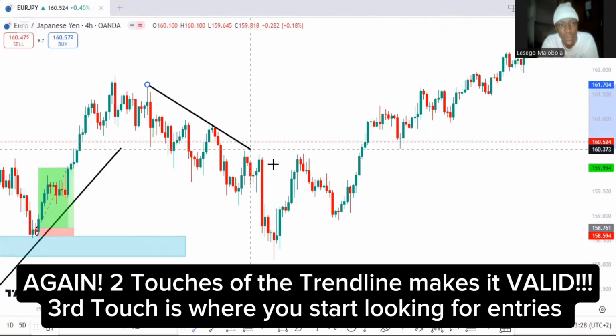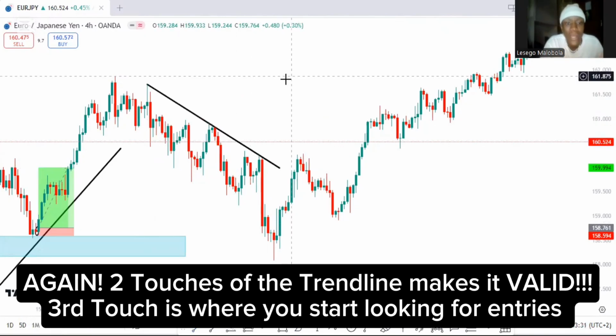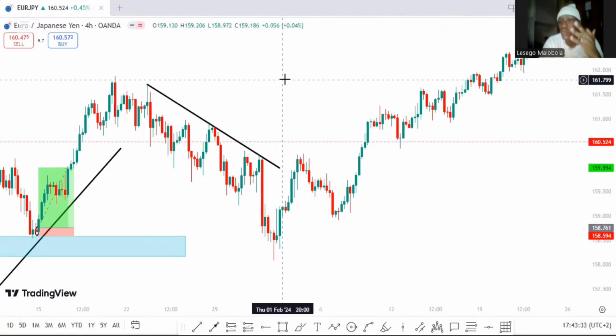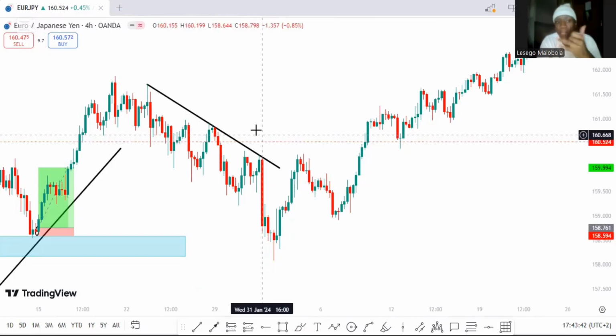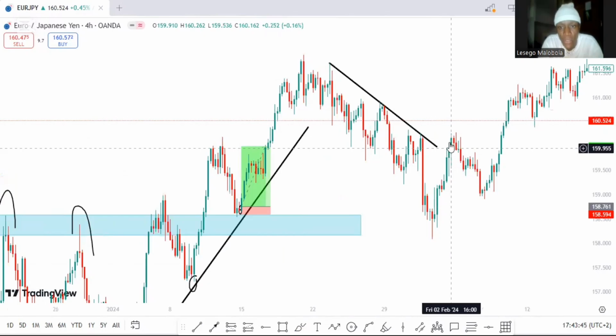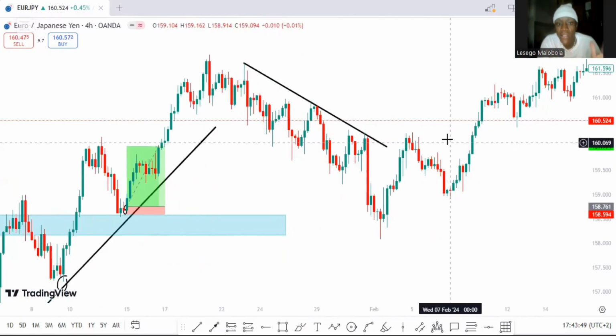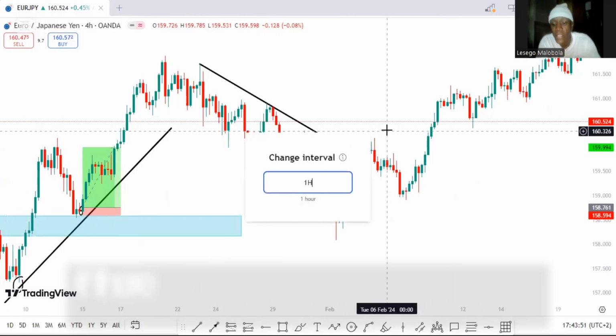And if we stretch it all the way, we can see that now we do have a third touch. A third touch, that's where we start looking for our entry points. But what do you have to do? You have to look obviously for other parts of the strategy like support and resistance and candlestick patterns. You understand me? So in terms of support and resistance, let's see if we have any. Okay, on the 4 hour time frame, we currently do not have any support and resistance.